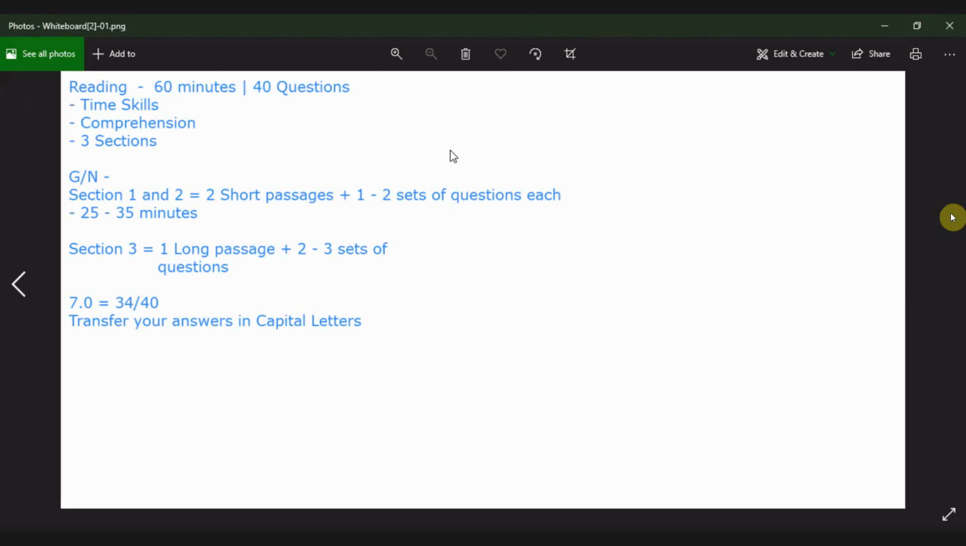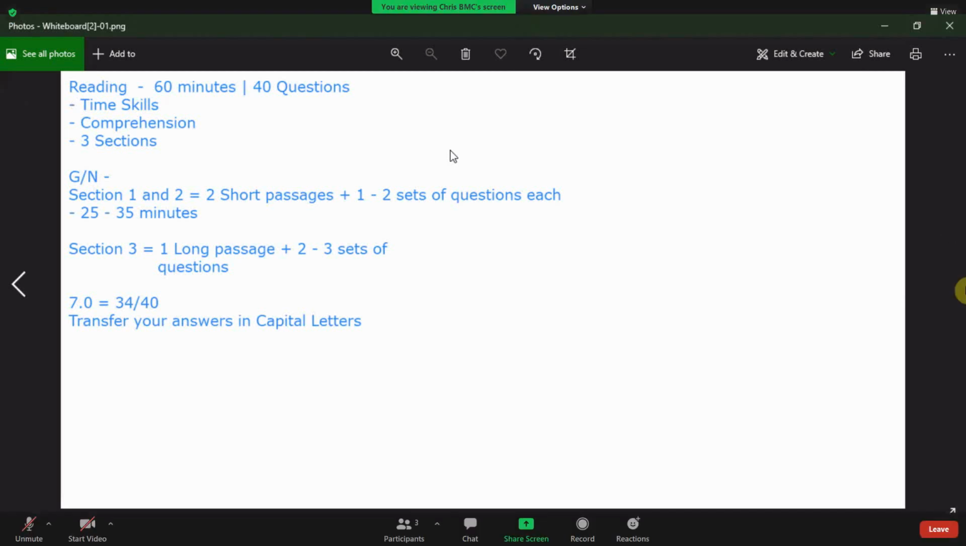What's good about your reading test is all of the answers are there. They're not going to ask you questions where you have to really think about the answer. All of the answers can be found in the reading passage, and you just need to look for them. That's it.